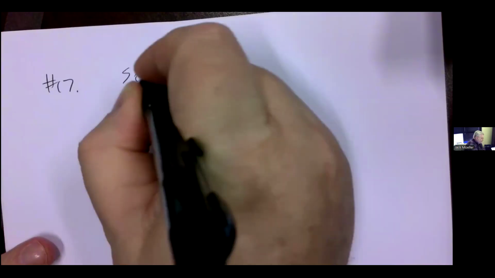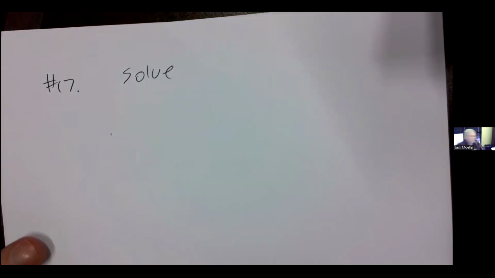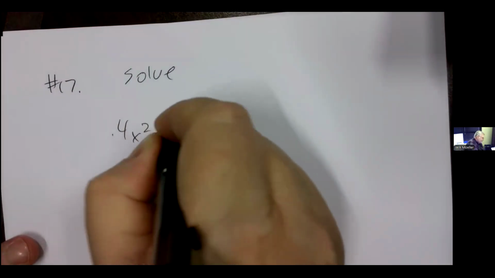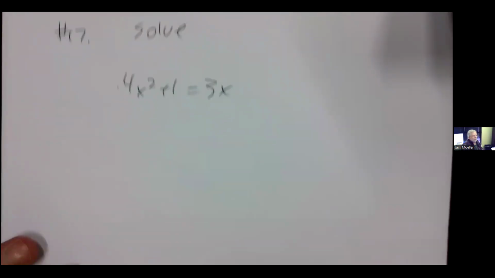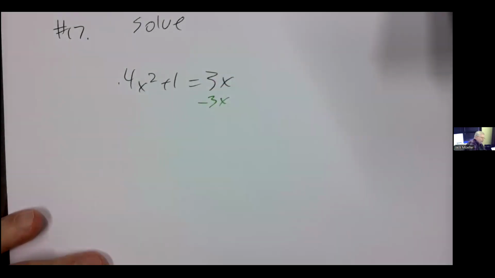So we're solving 4x squared plus 1 equals 3x. It's a quadratic equation because there is an x squared and an x, so we can't do the square root property. That means we're either solving by factoring or solving by quadratic formula. And for both of those, what is the first step? The first step is that it has to be equal to 0.